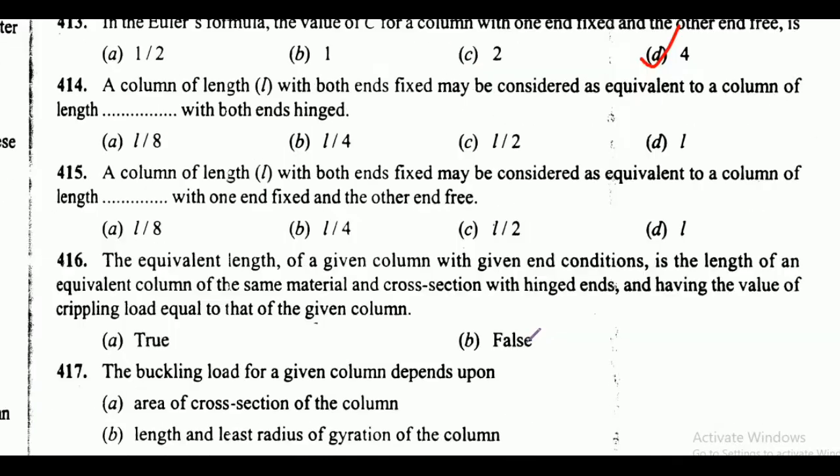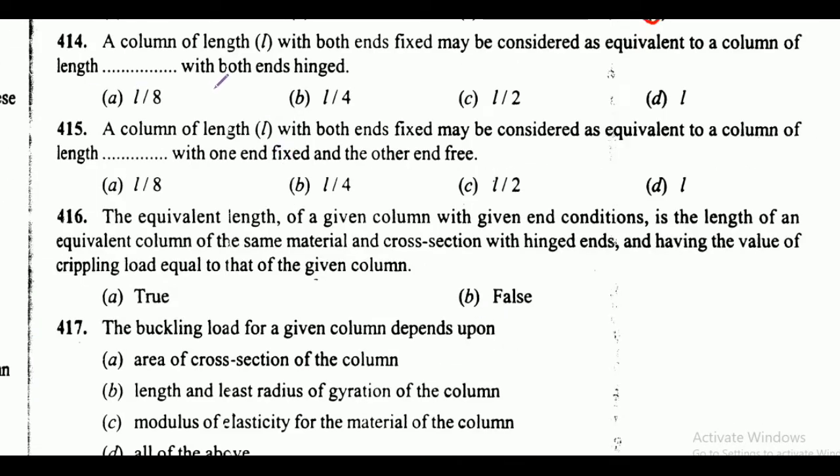Next is, a column of length L with both ends fixed may be considered as equivalent to a column of length dash with both ends hinged. Options are L by 8, L by 4, L by 2 and L. So here correct answer is option C, that is L by 2.